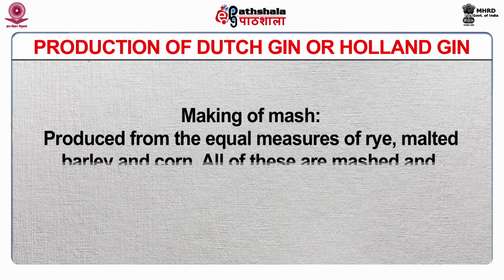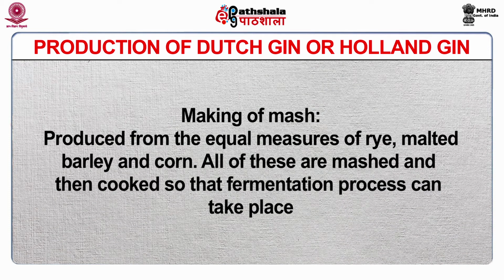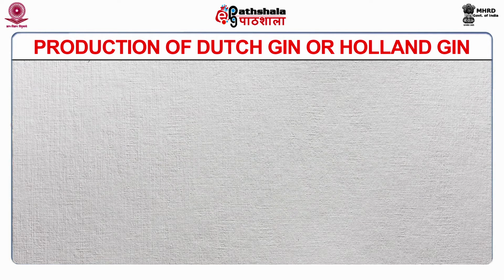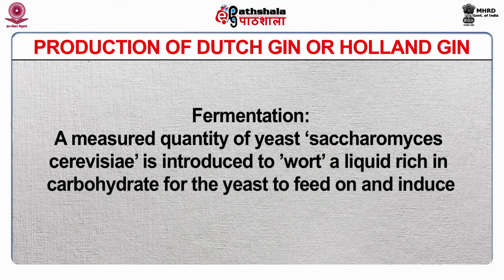The first step in the production of Dutch gin is making of mash. It is produced from equal measures of rye, malted barley and corn. All of these are mashed and then cooked so that the fermentation process can take place. The next step in production is fermentation.